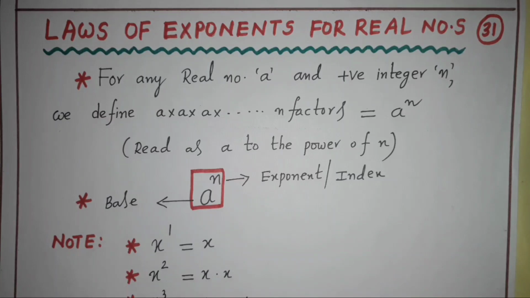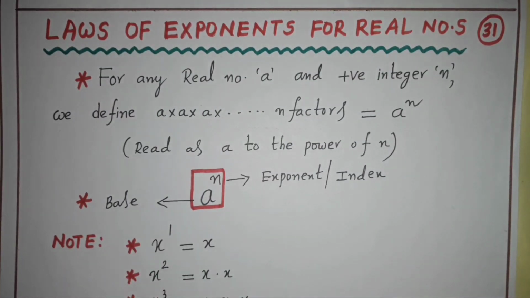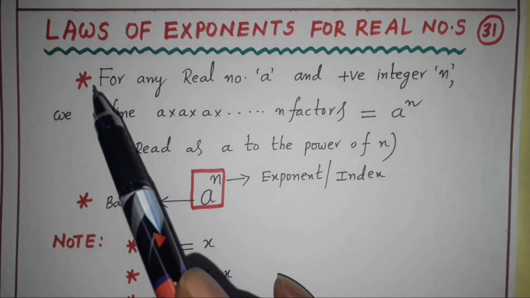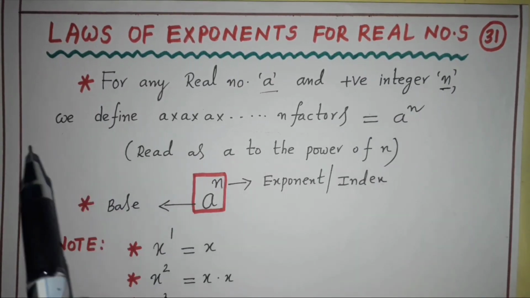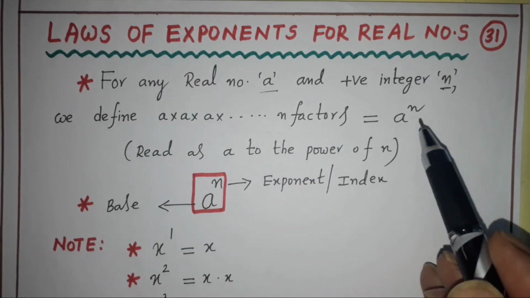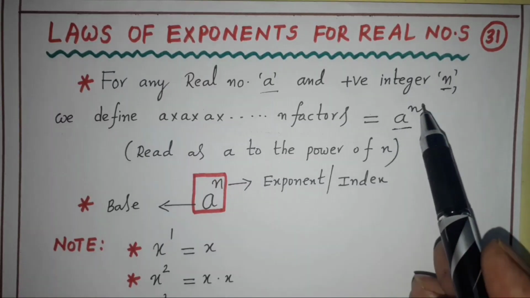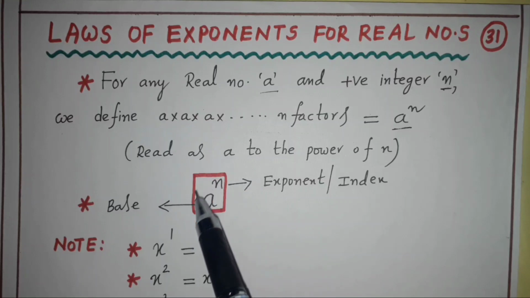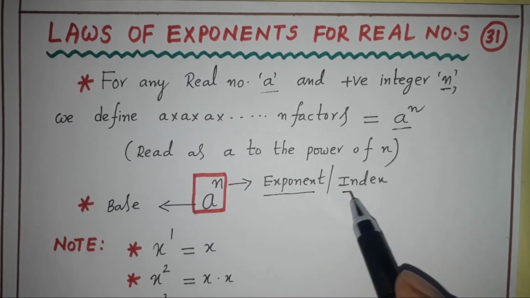In this part 6 video, we are going to discuss exponents. Let us see the laws of exponents for real numbers. First of all, you see the definition. For any real number a and a positive integer n, we define a into a, n factors, n times. We write it like this, read as a power n, a to the power of n. The bottom one is called the base. The upper one is called the exponent or index.